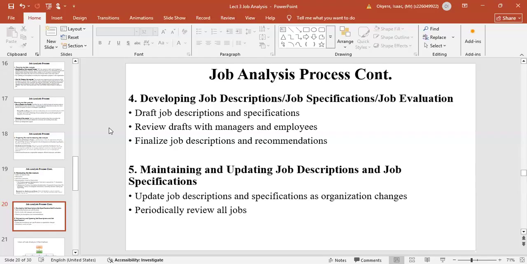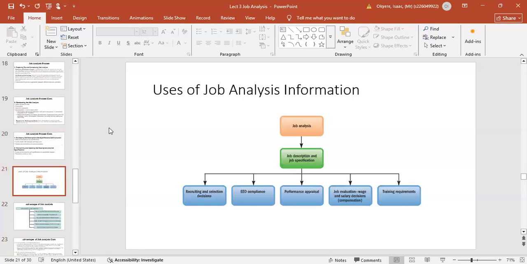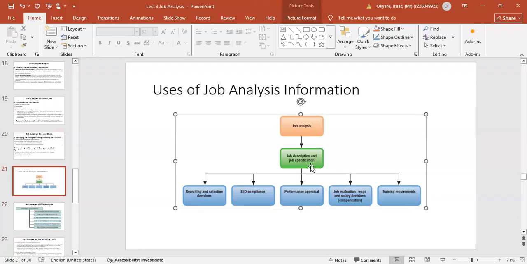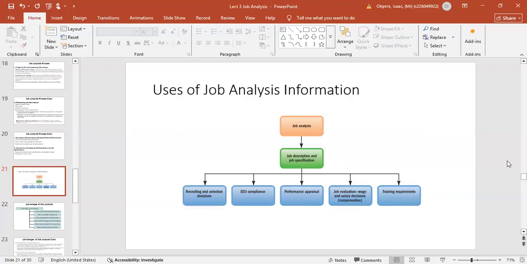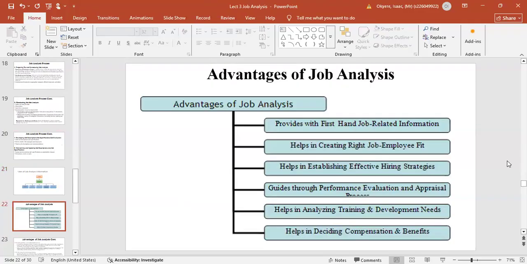Okay. So that is it. This is the step in conducting job analysis. In the job analysis, it will come up with job specifications, description, and also job evaluation. Then these are the things that come out of the job description. That is it.